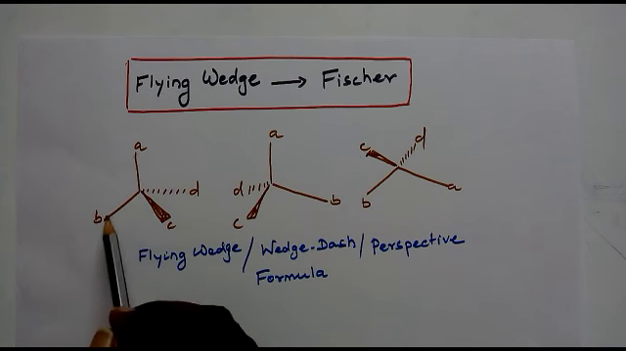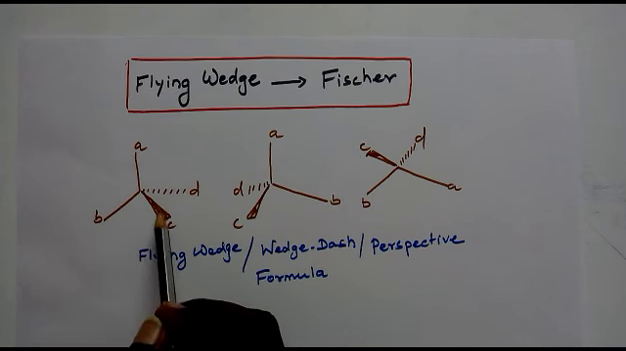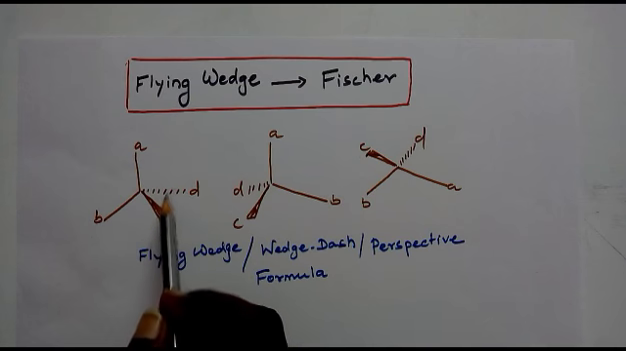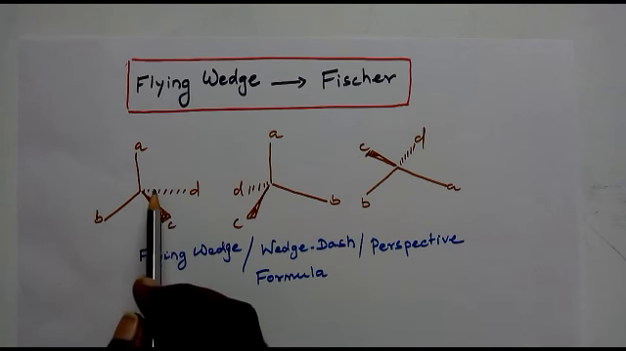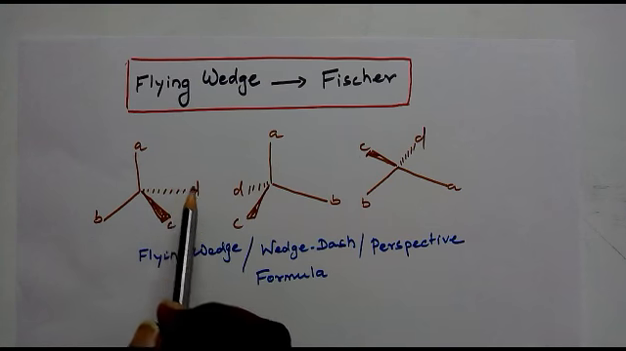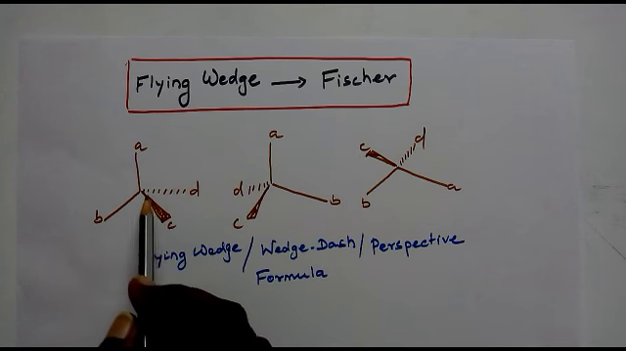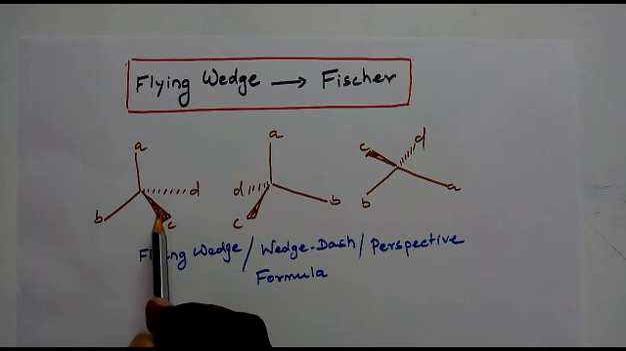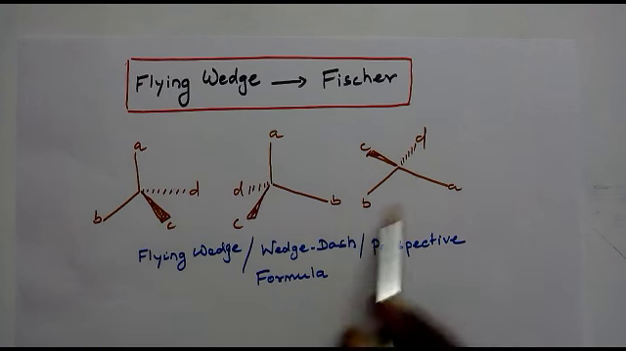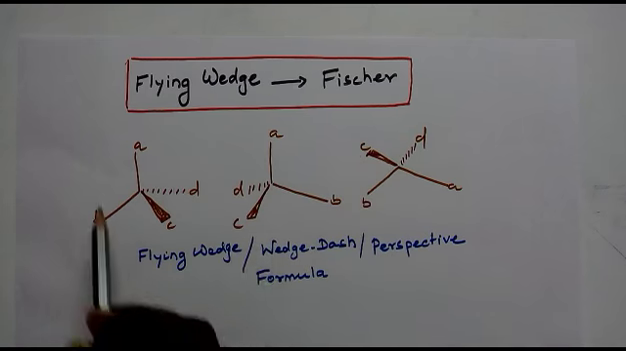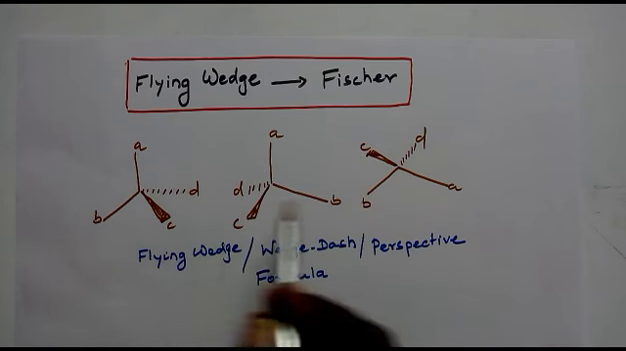These two bonds are on the paper, but these two are called wedge bonds and they are away from the paper. The dotted wedge is behind the paper and this one is before the paper. I mean this one is projecting towards a viewer. The dark wedge is projecting towards a viewer. So all these formulas are flying wedge only.